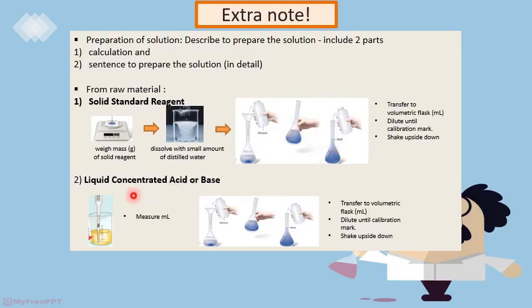If the sample is liquid, okay, liquid concentrated acid or base, so for the preparation, firstly measure the volume, whatever volume you have calculated in the first part, and then transfer to the volumetric glass. The volumetric glass depends on the question, what is the volume you want to prepare, and then dilute until calibration mark and shake upside down. That's the sentence when you answer question on preparation.